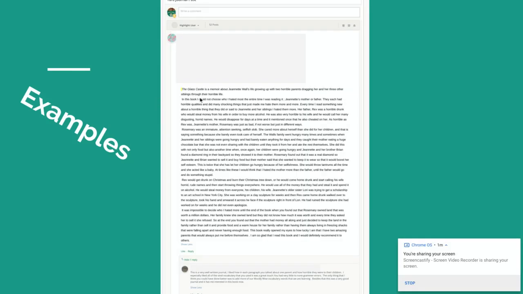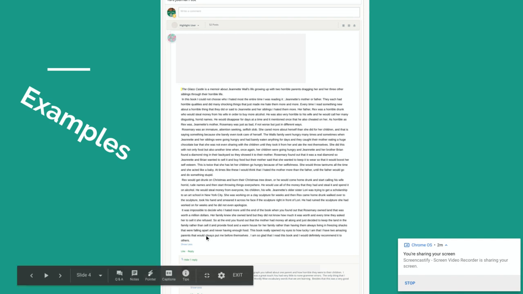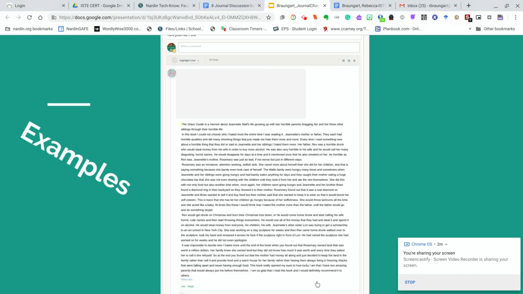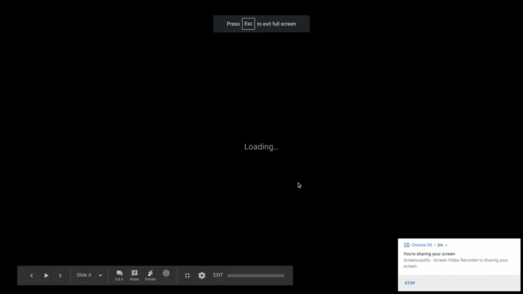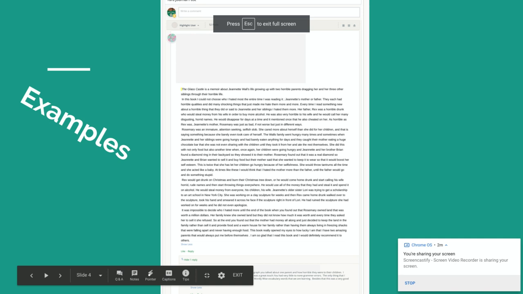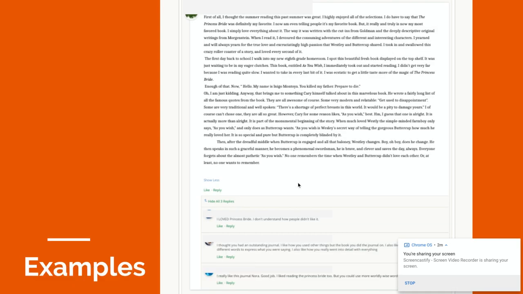Here are some examples. So this student copy and pasted her journal from Google Docs, and this is a student who commented. And you can see that they really do a good job of reading one another's journals and giving some thoughtful comments. Here's another example of this little digital environment that we set up.